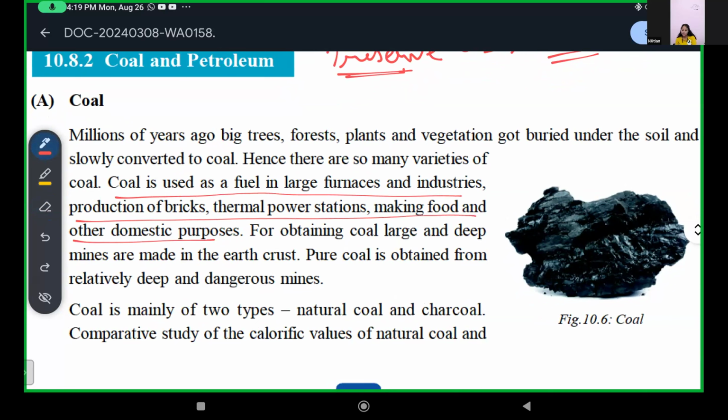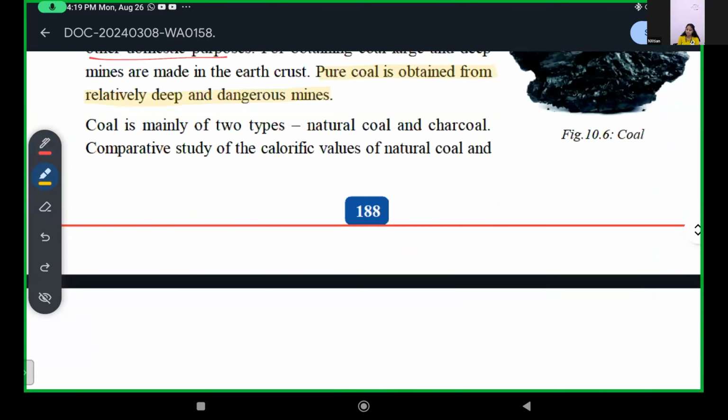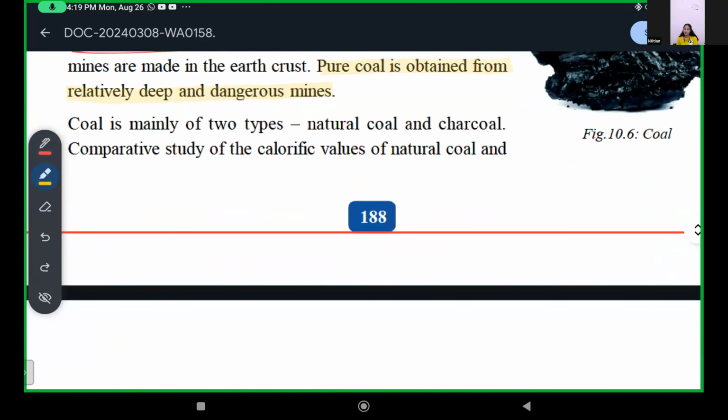For obtaining coal, large and deep mines are made in the earth's crust. Mines are dug to find coal. Pure coal is obtained from relatively deep and dangerous mines. Pure coal, we can obtain it from really deep mines, which are also dangerous. Coal is mainly of two types, natural coal and charcoal. Two types of coal are natural coal and charcoal.